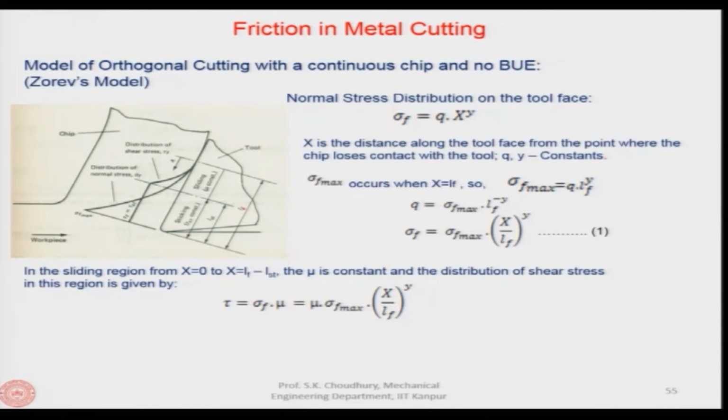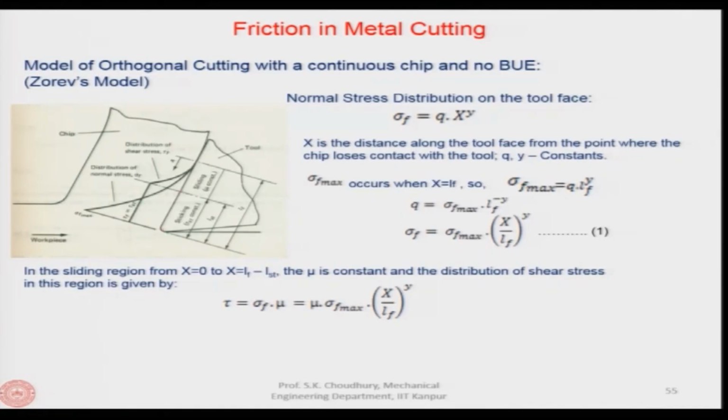Okay. Now, within this chip-tool contact length, let us say from the tip where the normal force is maximum up to a certain point, the normal force remains high, and here the shear stress is maximum, okay, and the shear stress is given as tau st. Tau st, because this is the zone which is called the sticking zone. Here the tau, the shear stress, becomes maximum and it becomes constant, because the normal force is very high in this region.